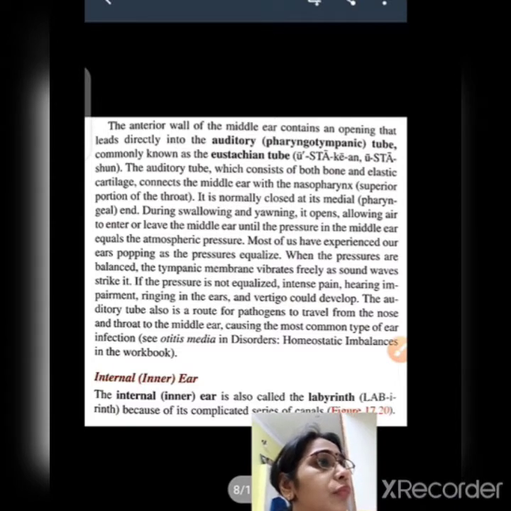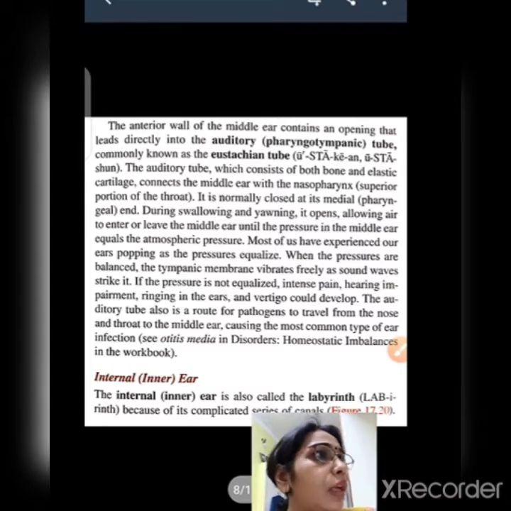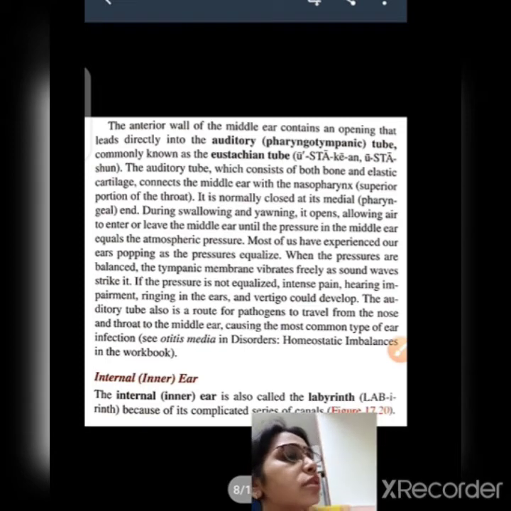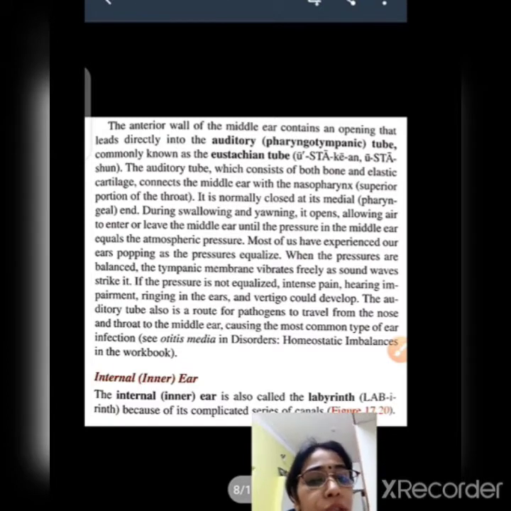So, the auditory tube is also causing the most common type of ear infection, called one of the disorders or homeostatic imbalances. This is otitis media. The common condition of infection of the ear is called otitis media.